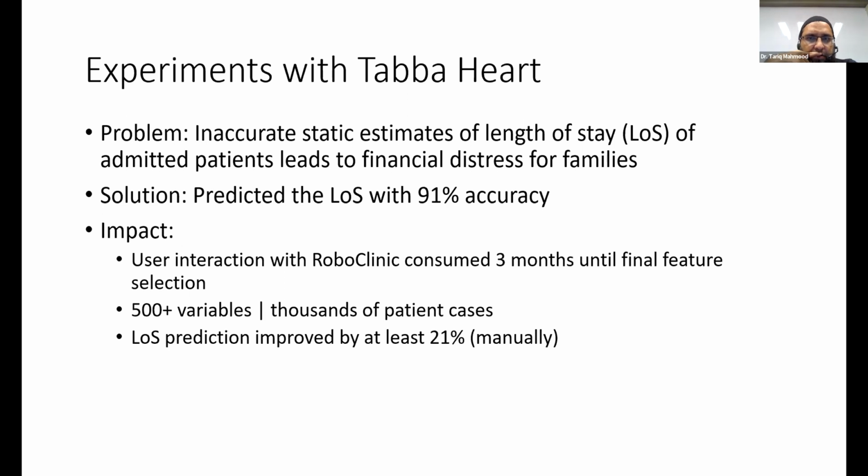Because the problem is that if you tell the families, okay, your patient is going to stay with us for 20 days, and then the length increases by 5 days, that creates a lot of financial stress for the attendants of the family. They have to arrange the money. So the LOS predictions need to be quite accurate, let's say around 85% or something like that. As our solution, we experimented with our feature selection approach and also the algorithmic approach. Our model was able to generate an accuracy of 91%.